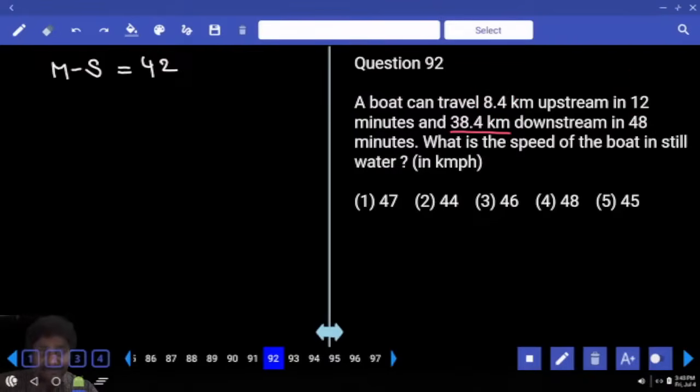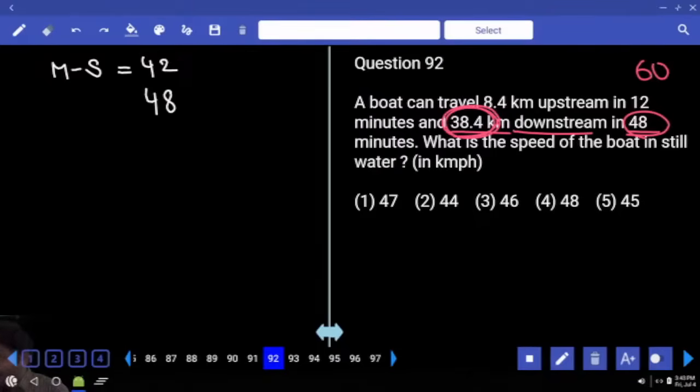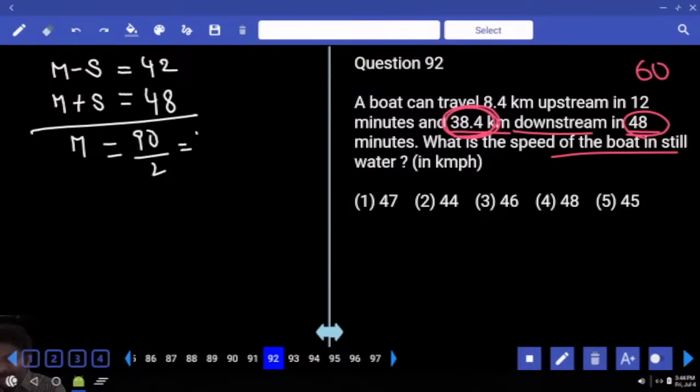38.4 kilometers downstream, 48 minutes. How do you convert 48 to 60 minutes? By 8 into 10. Correct. Divided by 8. 8 4 times 32. 64. 8 times. Come on. In which stream? M plus S only. What is the speed of the boat in still water? How do you get the M value? Sum divided by 2. Answer.